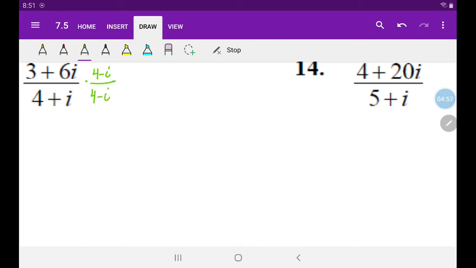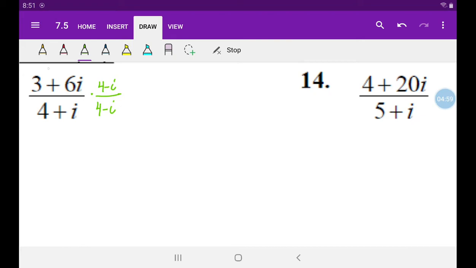Now in your numerator, to deal with your numerator, you'll just FOIL that, right? So you can pretend that you have parentheses around either set. And so if we FOIL that, well, my first, 3 times 4 is 12. My outers, I'll get negative 3i. My inners will be, let's see, 6 times 4, that'll be 24i. And then my last, that'll be negative 6i squared.